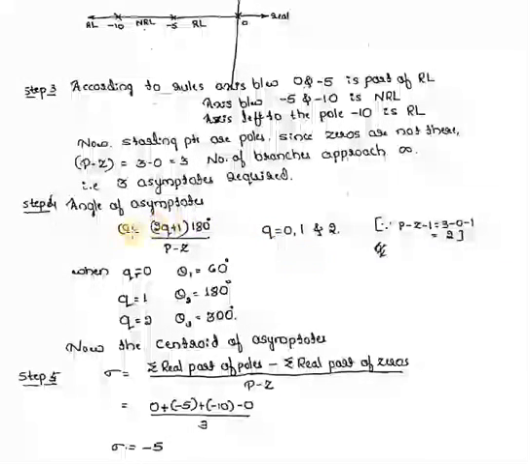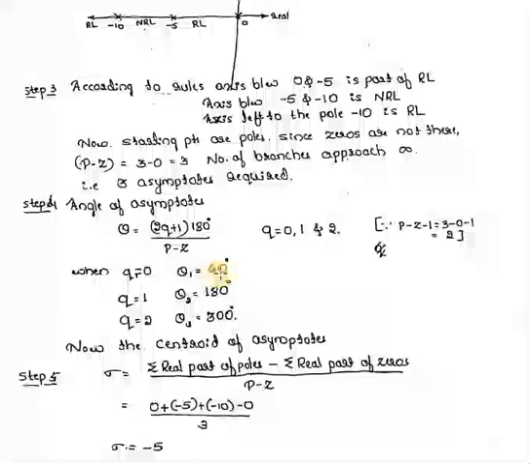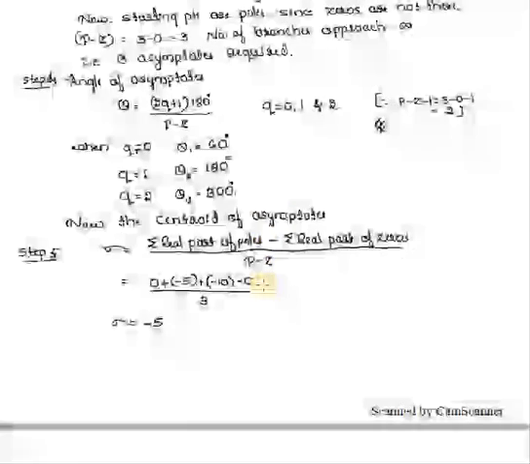For that we have the formula: theta equal to (2q plus 1) into 180 degrees divided by p minus z, where q should start from 0. So here the required asymptotes are 3, so you can substitute 0, 1 and 2. If you substitute q as 0, you get theta 1 as 60 degrees. If you substitute q as 1, you get theta 2 as 180 degrees. If you substitute q as 2, you get theta 3 as 300 degrees.